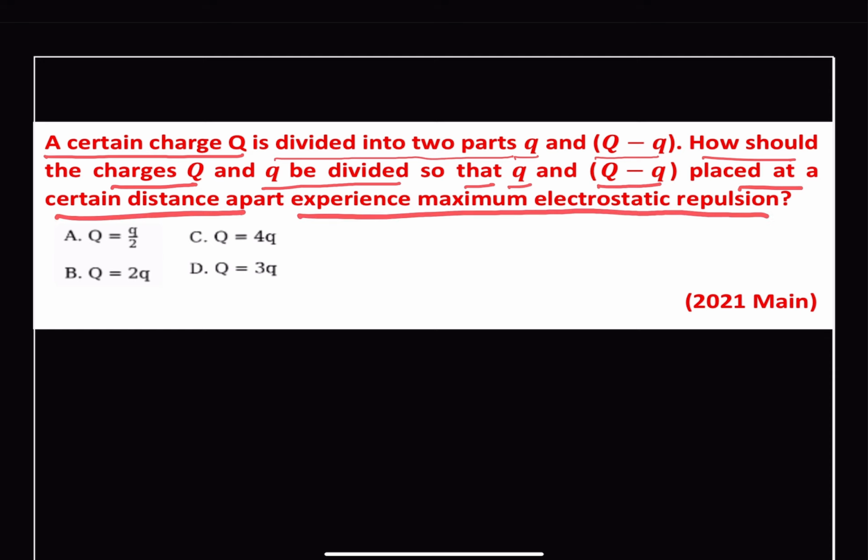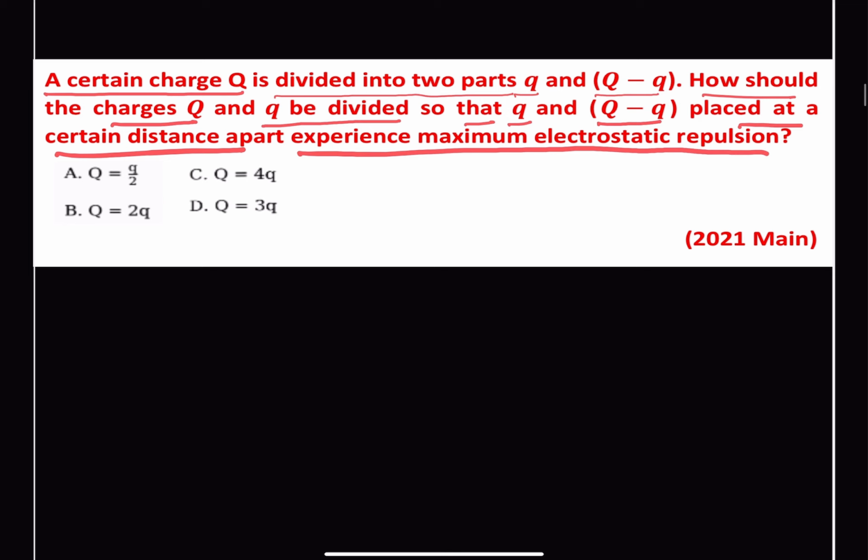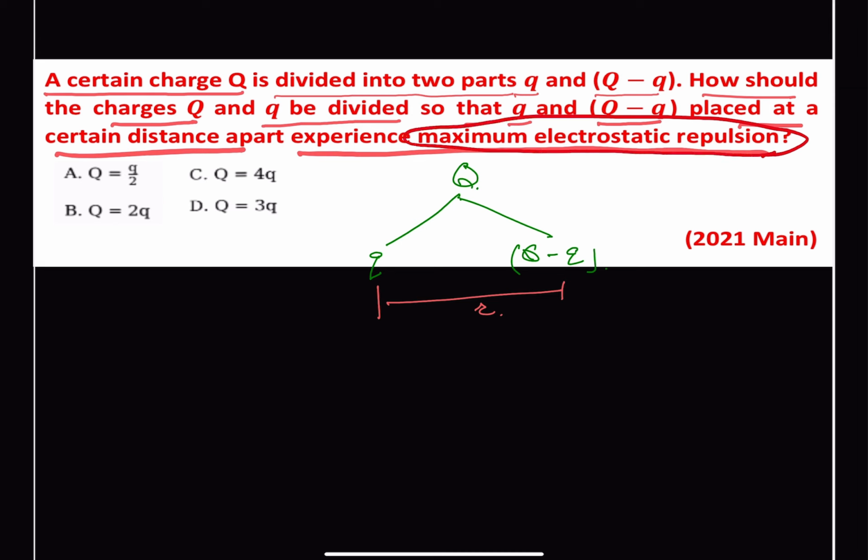So here we are given that we have a charge capital Q. It is divided into two parts. One is given as small q, the other one is given as capital Q minus small q. Let us assume that the distance between the two is r. We have to find the division such that they are at maximum electrostatic repulsion, or we can say the electrostatic force should be maximum.